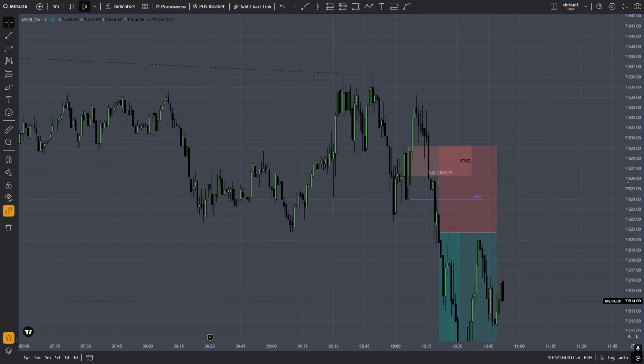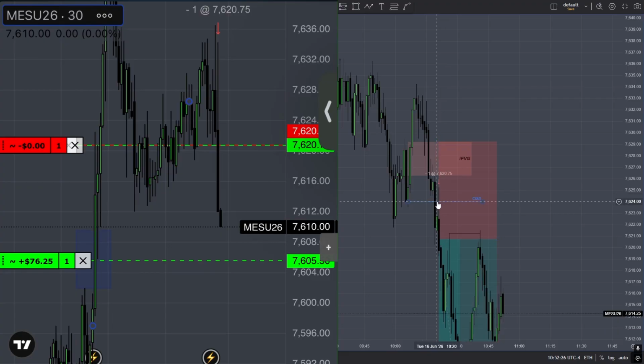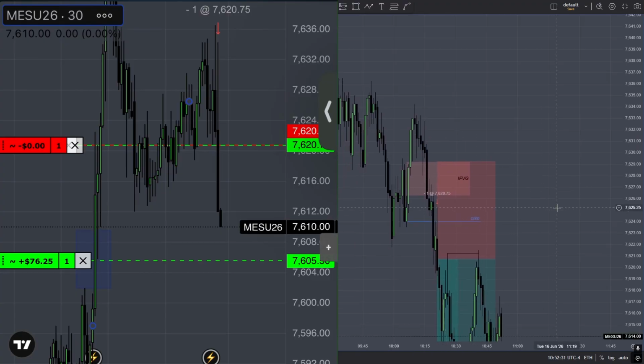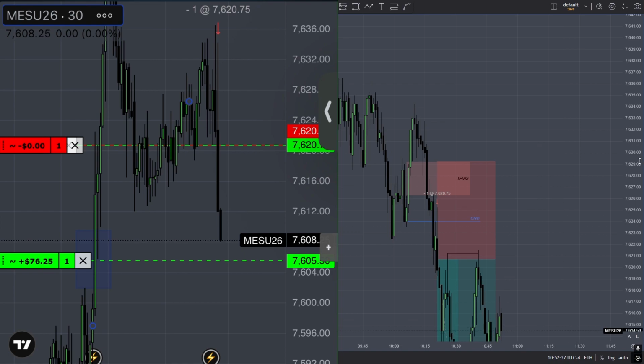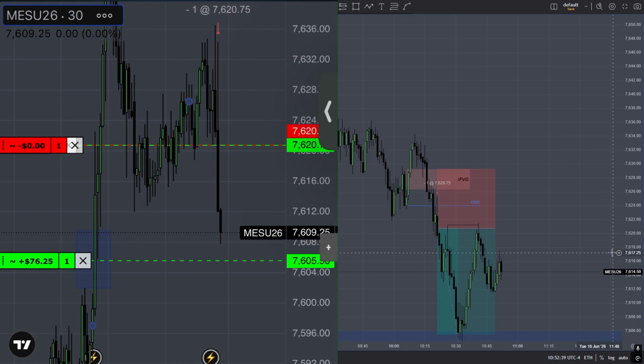This is where I entered. We're a little bit lower. So instead of entering here, I just entered on this candle. I was on my phone in bed, and it was just one contract, just because I was like, well, I shouldn't be trading in bed right now.